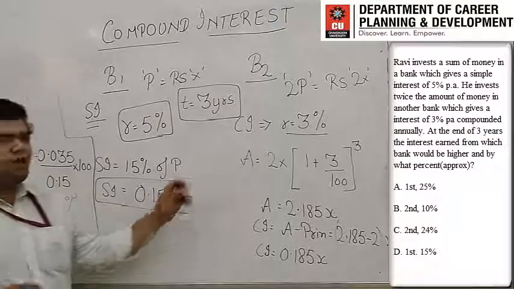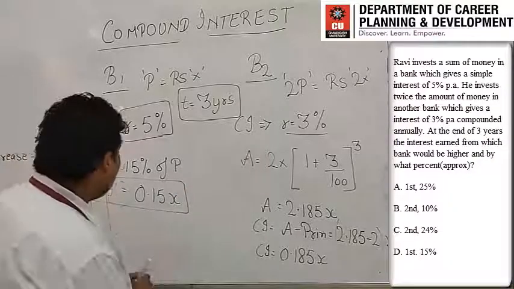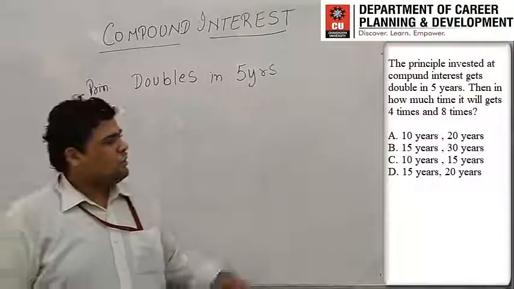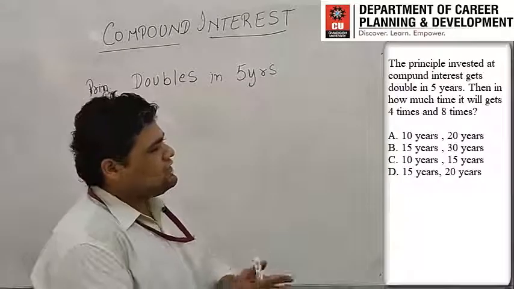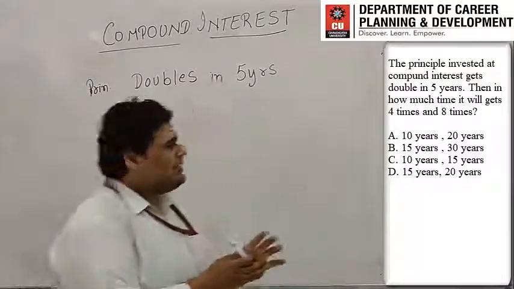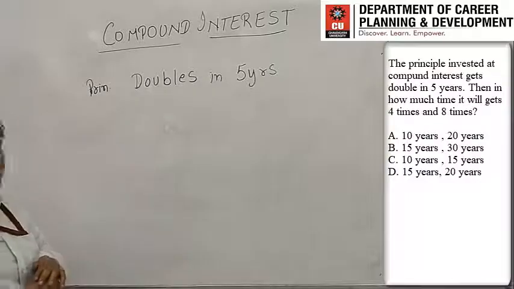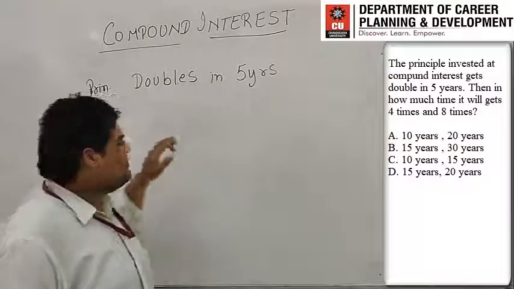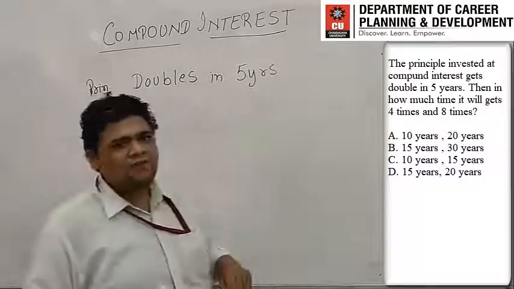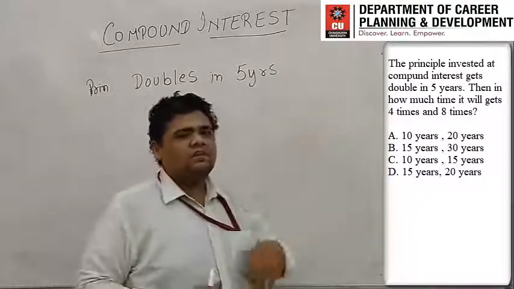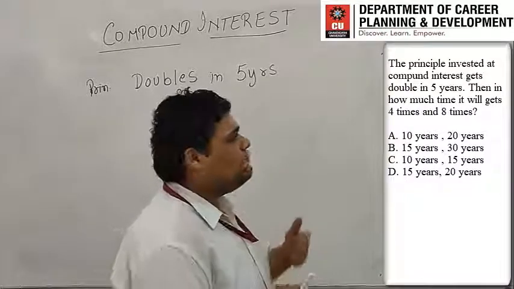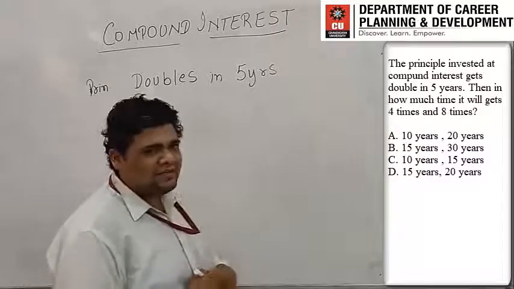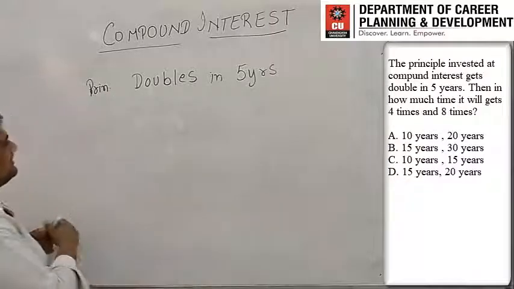So the interest from the second bank is higher, by 24%. So let us move to our next question, in which the question says that if the principal doubles in 5 years, if it is invested at compound interest, then in how much time will it get 4 times and 8 times?